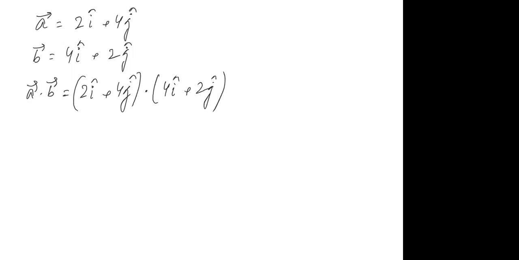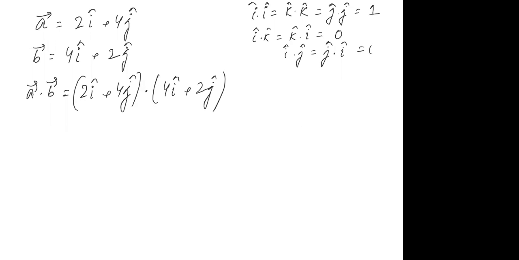You just have to remember two things: i dot i or k dot k or j dot j is always equal to 1. Whereas i dot k equal to k dot i is equal to 0. i dot j equal to j dot i is also equal to 0. And j dot k equal to k dot j is also equal to 0. You just have to remember this.